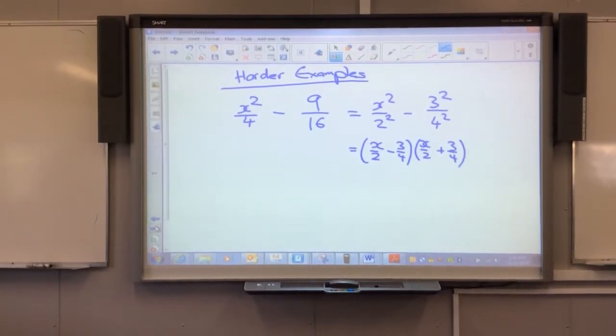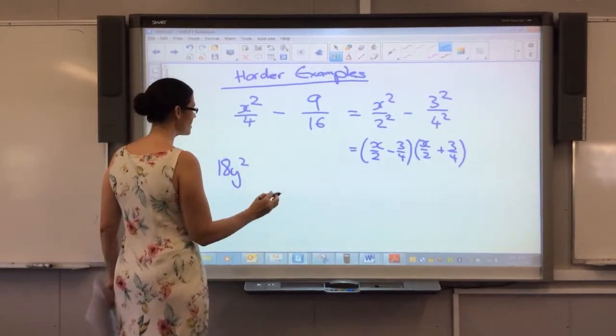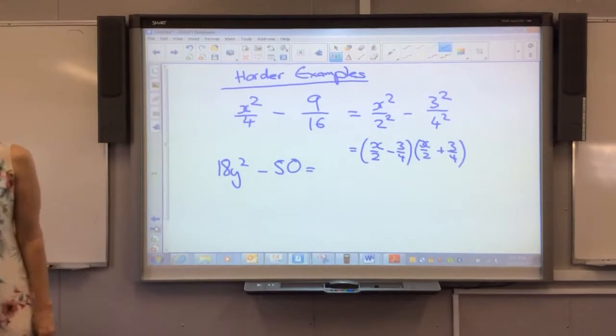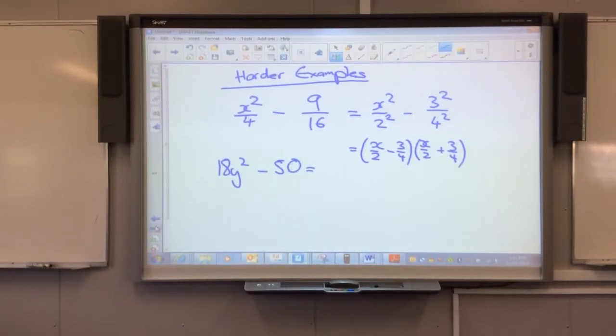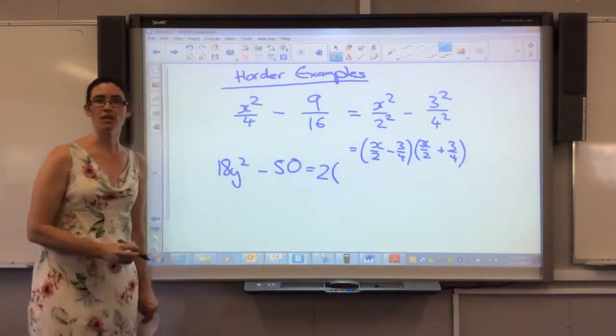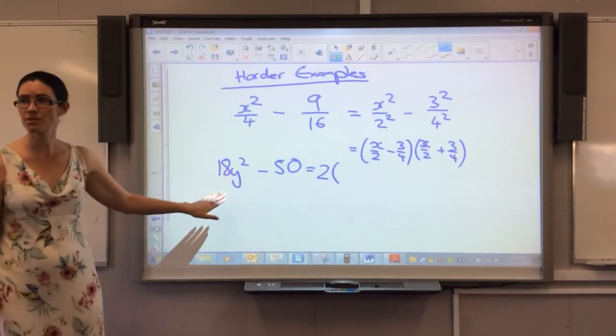The other thing that they're trying to trick you with is putting a common factor in there. So for example, they might say 18y squared minus 50. And you look at it and you go, well, 18 doesn't have a square root and 50 doesn't have a square root. But 18 and 50 are both divisible by 2. So if I take 2 out as a common factor, and you all do common factors at the beginning of the lesson with no issues, this would become what?